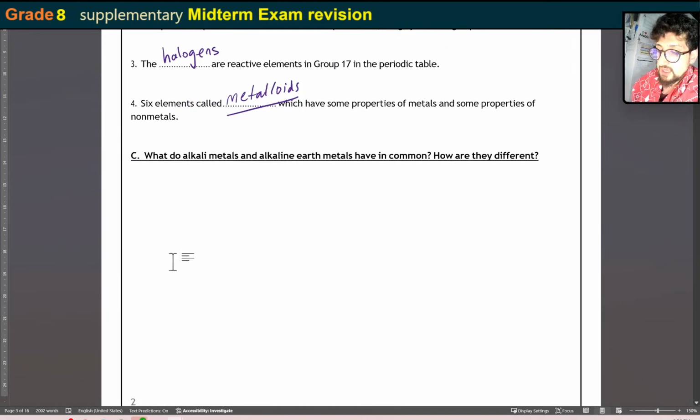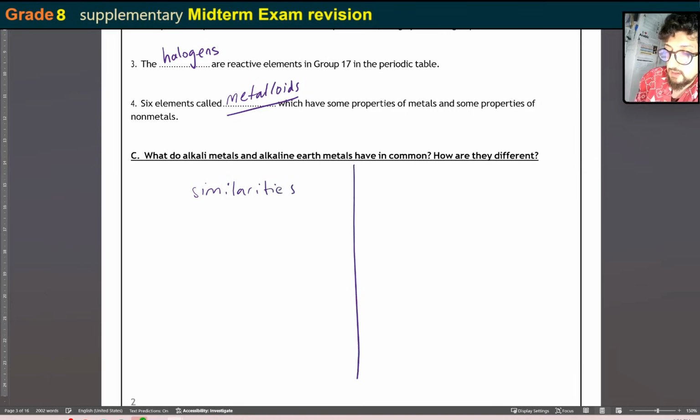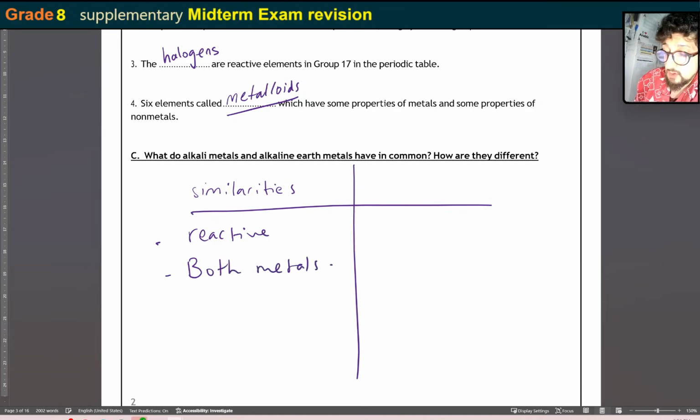What do alkali metals and alkaline earth metals have in common? How are they different? So alkali metals and alkaline earth metals are both metals. Let's see. Similarities. Both reactive, both metals. And so they're both kind of reactive. Of course, alkali metals are way more reactive than alkaline earth metals. They're both metals, and so therefore they're both malleable and ductile and sonorous and all sorts of things.